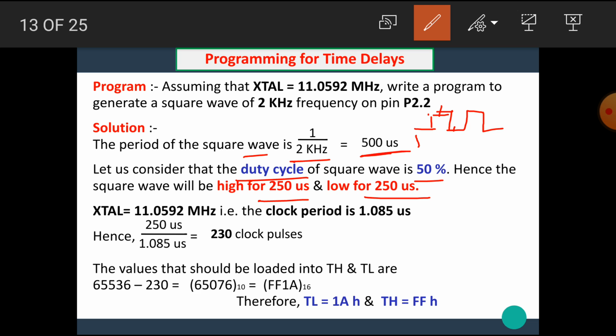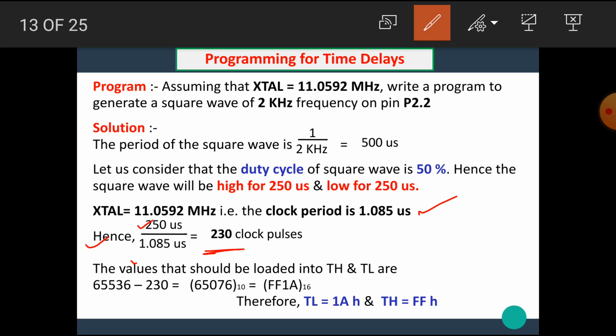Then we have XTAL equal to 11.0592 MHz. That is, the clock period is 1.085 microseconds. This calculation is already seen in the previous video. I hope you all remember this calculation. Hence, to obtain the number of clock pulses, we have to divide 250 microseconds by 1.085 microseconds. After this divide operation, we get the answer as 230 clock pulses.